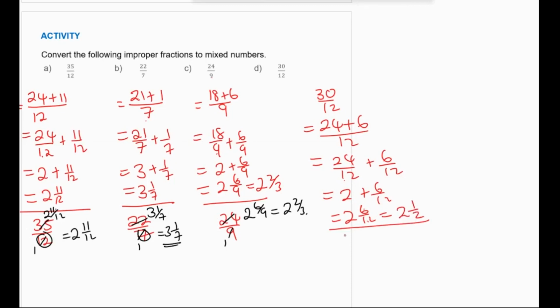Okay. The shorter way of doing this, just say 30 divided by 12. Then say 12 into 12, 1. 12 into 30, 2, remainder 6. And then you get your 6, and then over our denominator, which is 12. Then reduce it to 2 and 1 over 2. That's how we convert improper fractions to mixed numbers.